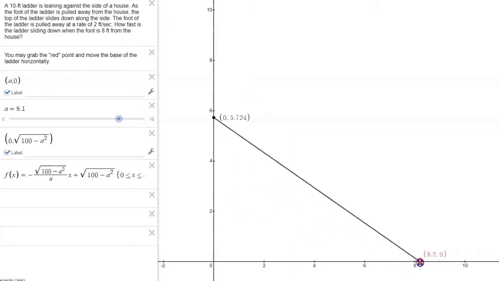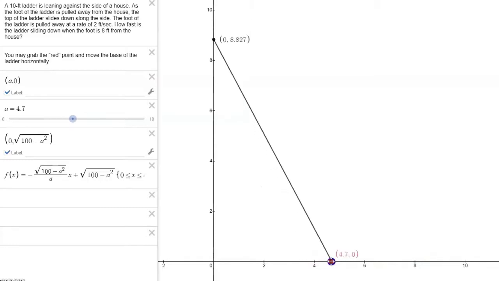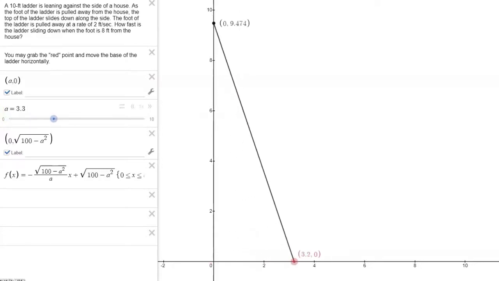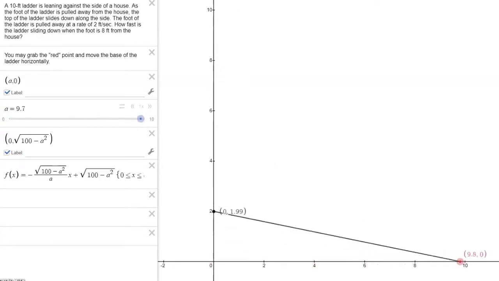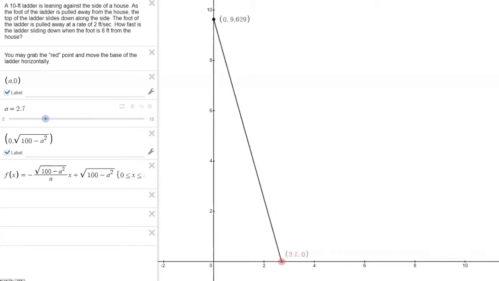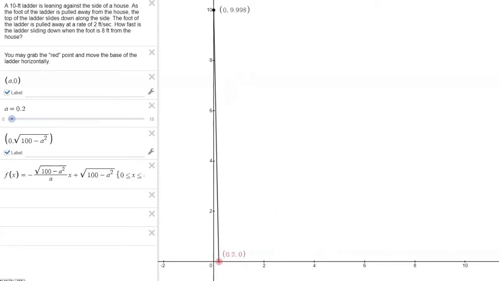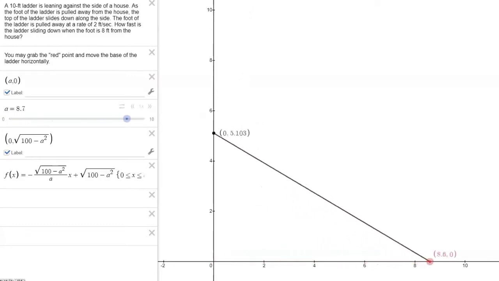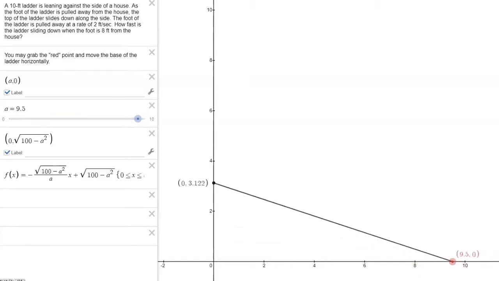The question that we're going to explore is, when I pull the ladder away from the house, at the moment that it is 8 feet away, right there, how fast is the top of the ladder actually sliding down the house? Now, if I click play, notice that as the foot of the ladder is sliding away from the house at a constant speed, the top of the ladder does not fall at a constant speed. At the beginning it's a little more slow, and as we get towards the bottom, the vertical height is changing very quickly.